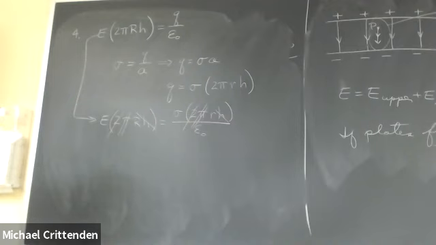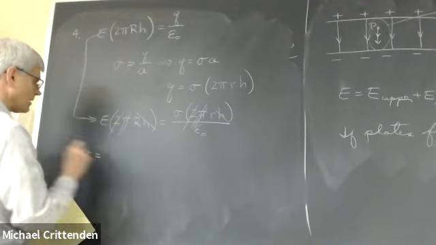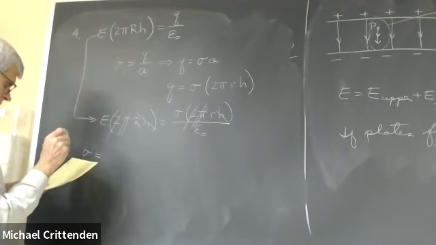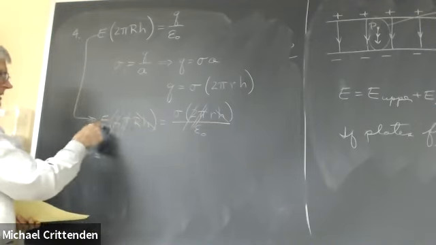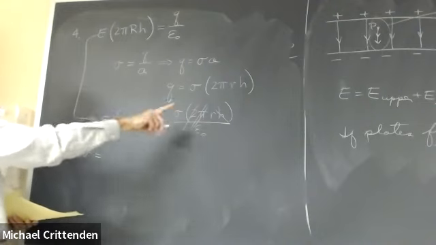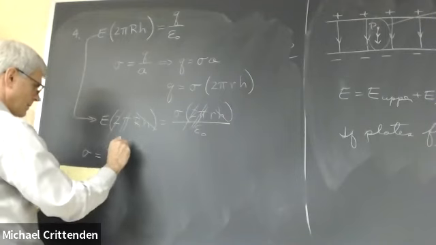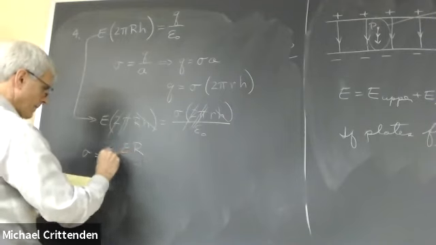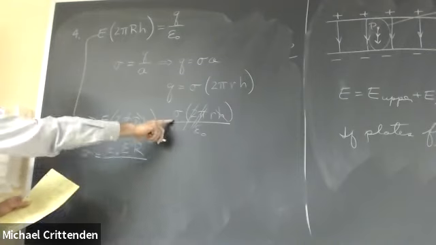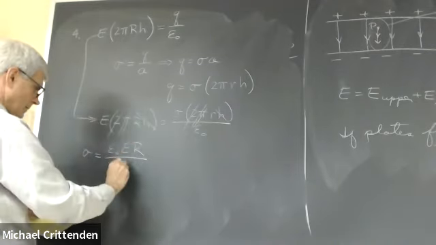Sigma is what I want to solve for. So that would be E times R times epsilon naught. I'll multiply both sides by epsilon naught. And to solve for sigma, I'll divide both sides by R.